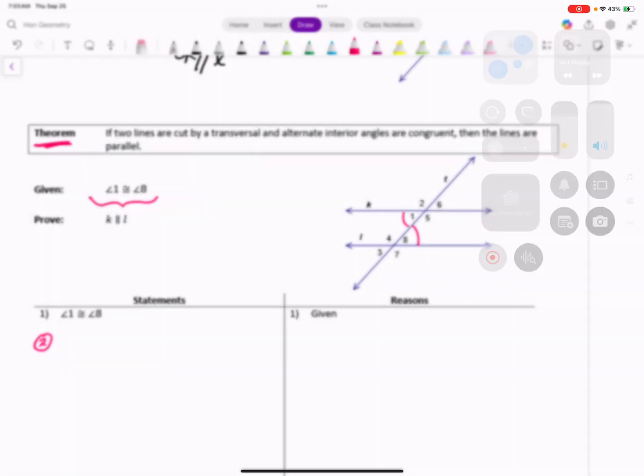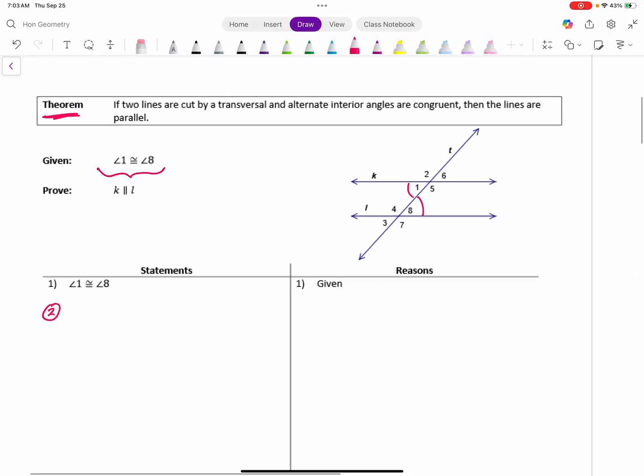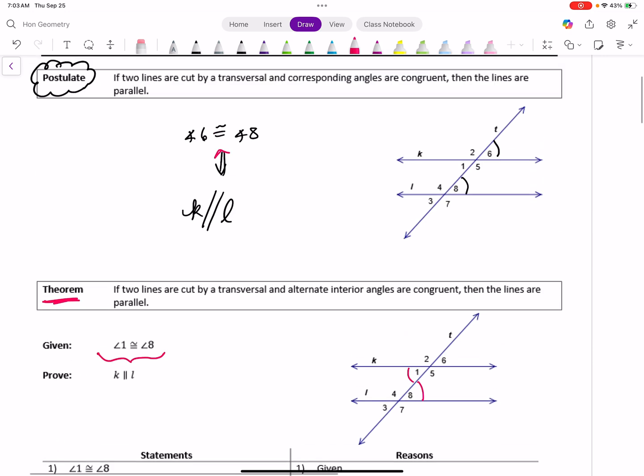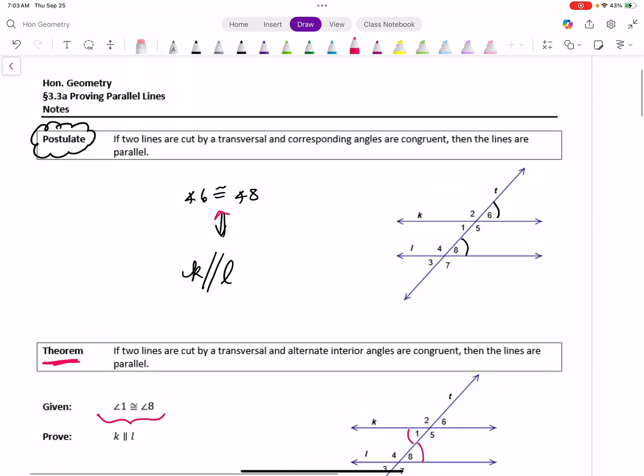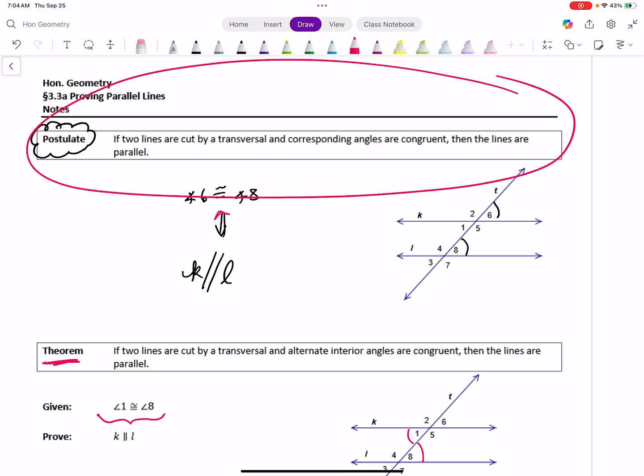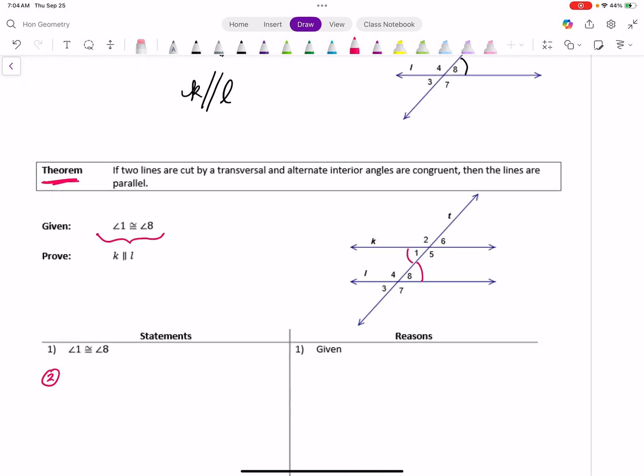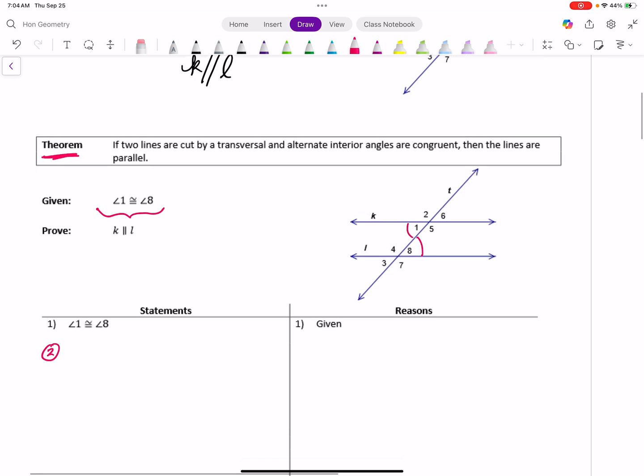Okay, so I think there's gonna be 3 parts to this video. Wait, wow, there it goes. All right, so we've got angle 1 is congruent to angle 8. So if we can get back to the postulate, then we're set. So we need to prove that there's 2 congruent corresponding angles. So we're talking about 1 and 8.